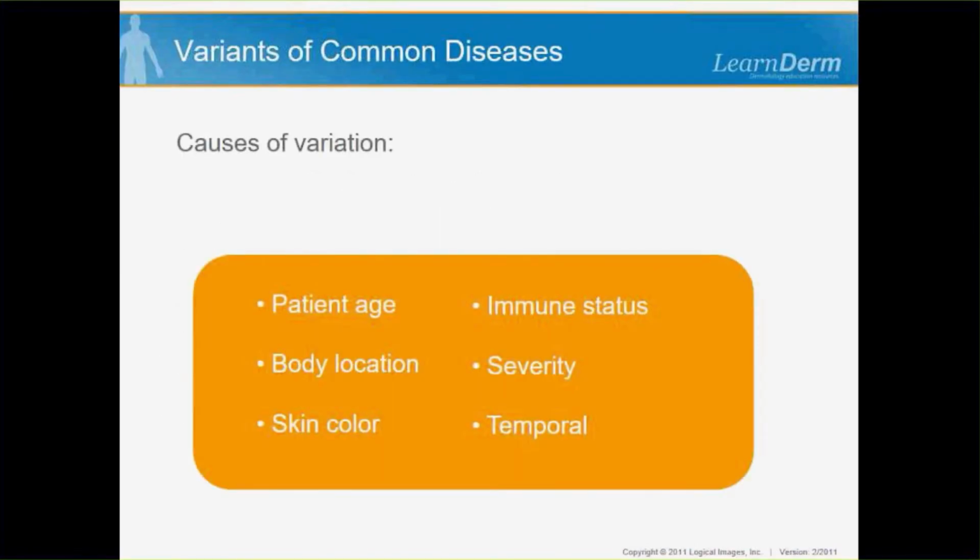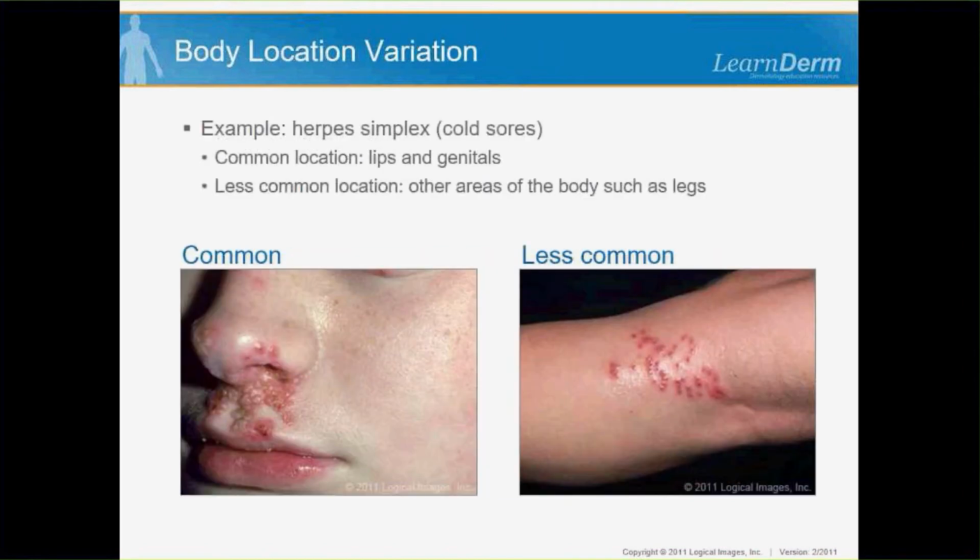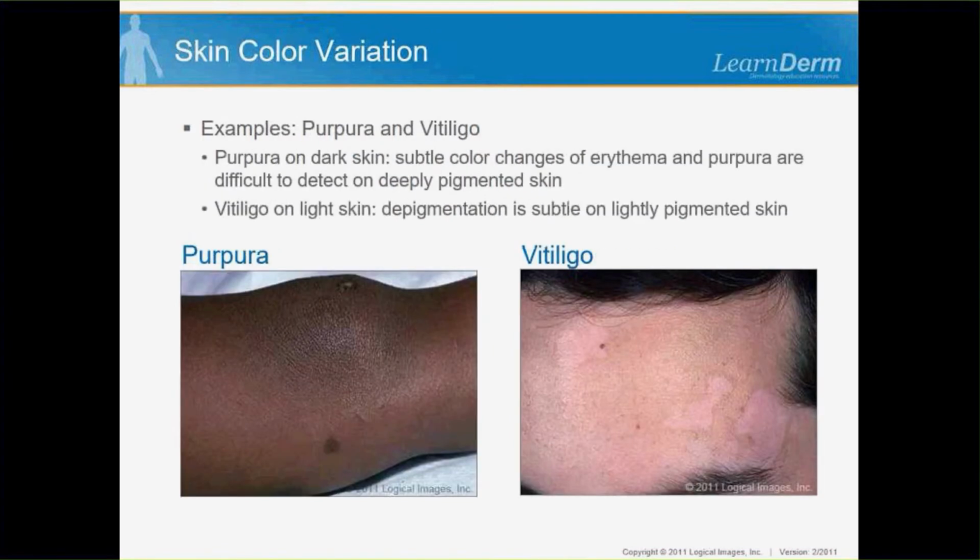In this presentation, I hit this theme of variants of common diseases. Variation, I mentioned location around herpes. On the left is the common presentation on the lip. On the right is the back of the leg. We covered that. I didn't talk about skin color variation.